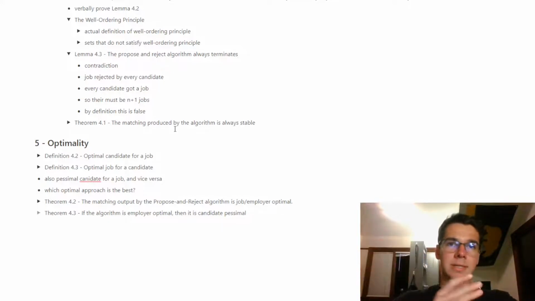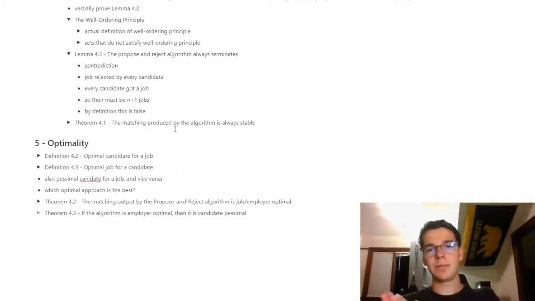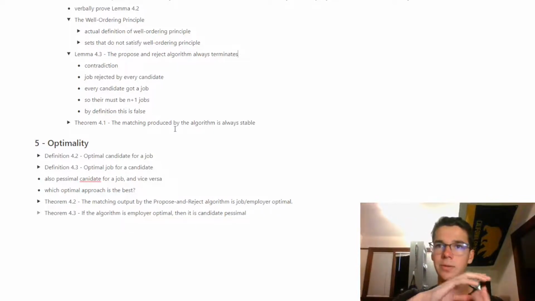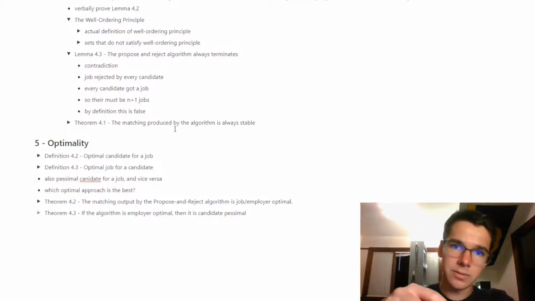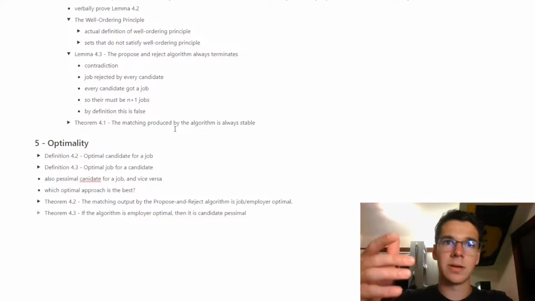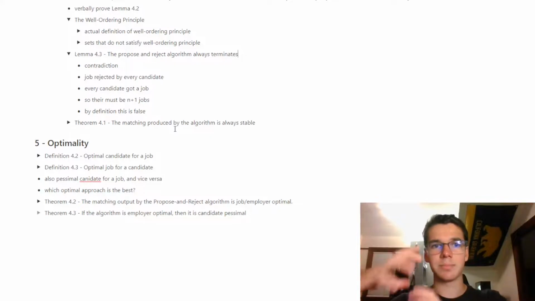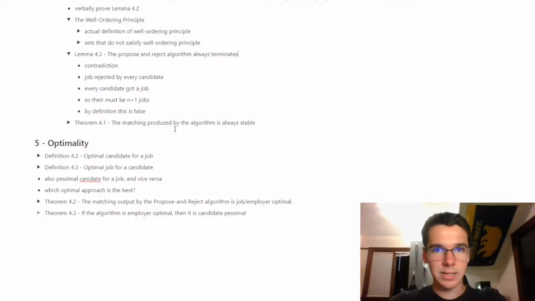Now, that means that J must have made a proposal to C star before it made a proposal to C, because jobs are the ones that make the proposals, so naturally they go in order from their highest ranked candidate to the lowest ranked candidate. Now, if C star said no to J, then it must be the case that C star likes some other job as much or greater than J.